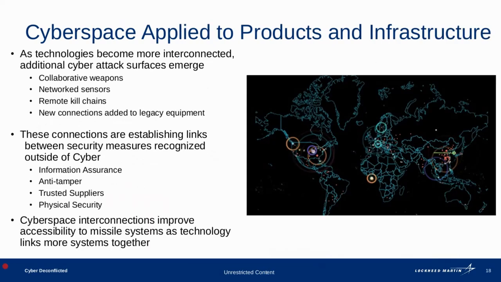So kind of wrapping this up, as the technologies become more interconnected, you're going to get more attack surfaces. You're going to get more implications to these systems: collaborative weapons, networked sensors, remote kill chains, and especially new connections to legacy equipment, things that were never designed to be connected in the first place that now are, and pose some very unique threats.